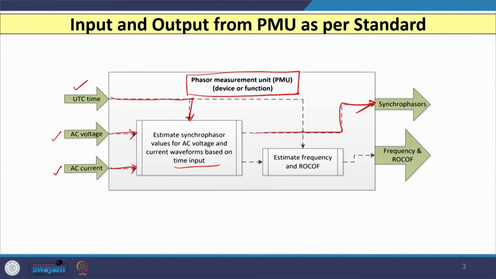Sometimes if special estimates are required, like the frequency or rate of change of frequency, then that block is also available here, which will give you the frequency f as well as the rate of change of frequency, that is ROCOF. So, these two estimates are also available.